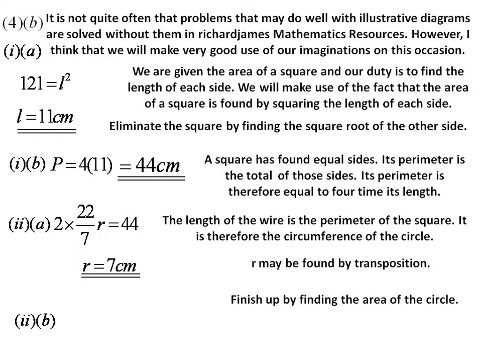Finally, finish up by finding the area of the circle. The area of the circle is given by area is equal to pi r squared. 22 over 7 times the square of the radius. No problem. We have 7 squared right here. Divide this by 7. 1 7 will be left. 7 multiplied by 22 is the same as 14 multiplied by 11, which is 154 centimeters squared.